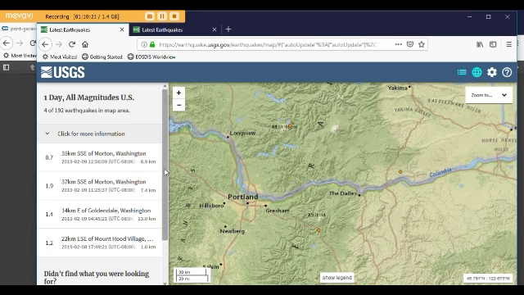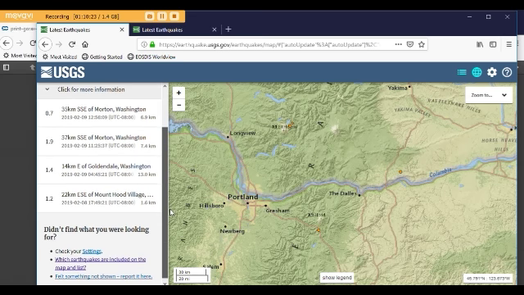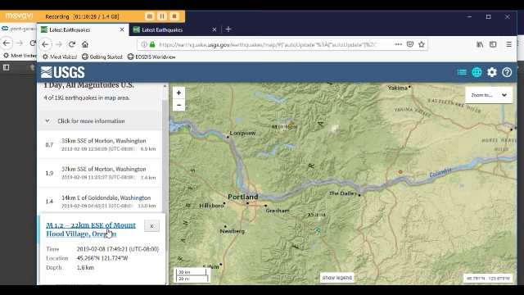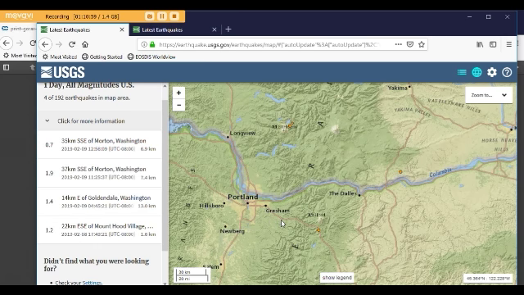So here we've got four on the map. There might be one more. Here's a 1.2 near Mount Hood, and there's a volcano. It's not at the volcano, but it's near Mount Hood Village. Mount Hood volcano is right up there. But we had a 1.2 at Mount Hood Village, a 1.4 near Goldendale, Washington, a 1.9 near Morton, and a 0.7 near Morton. So Morton is up here, in case you can't see those.